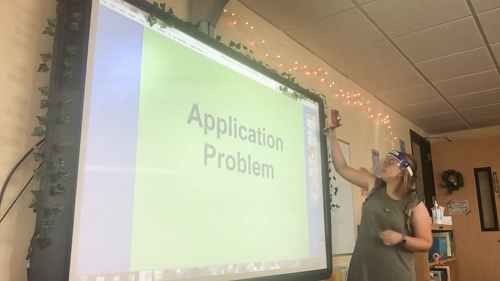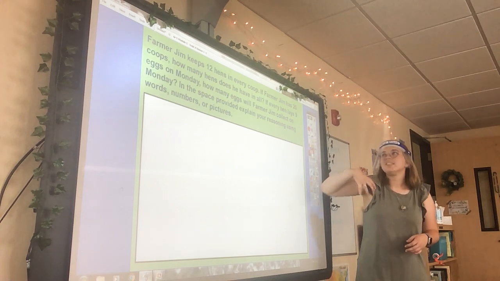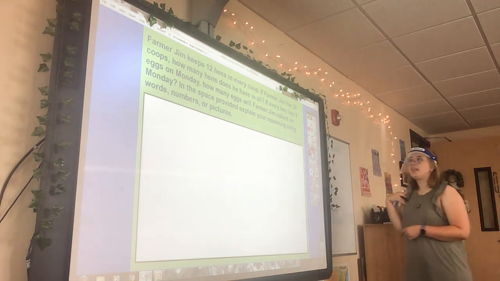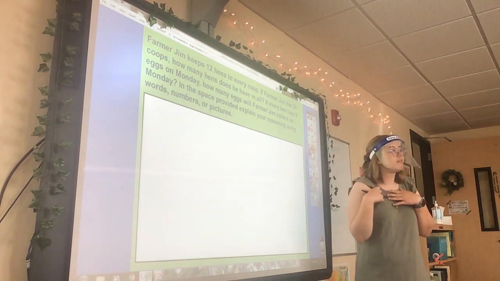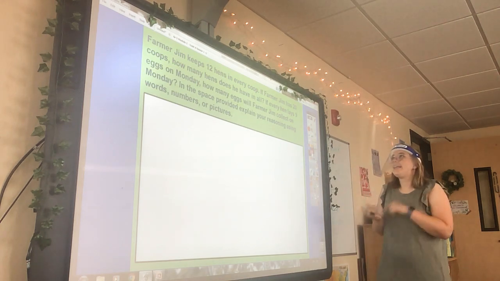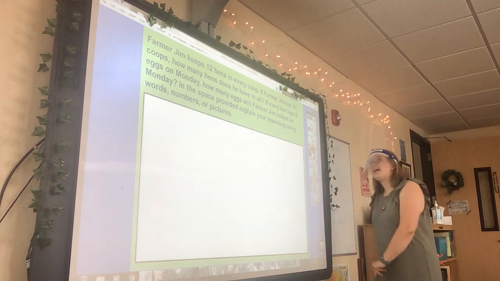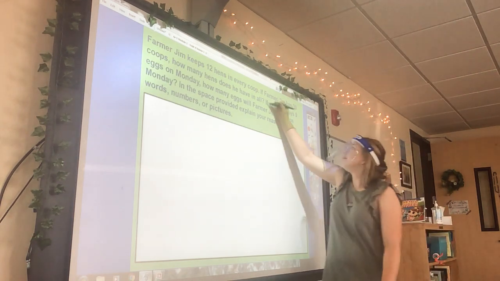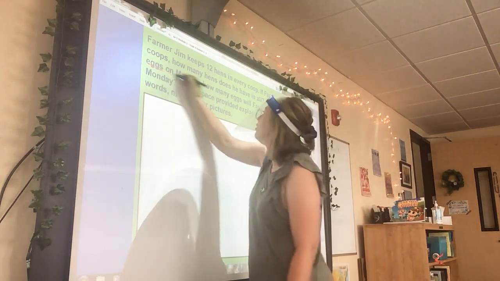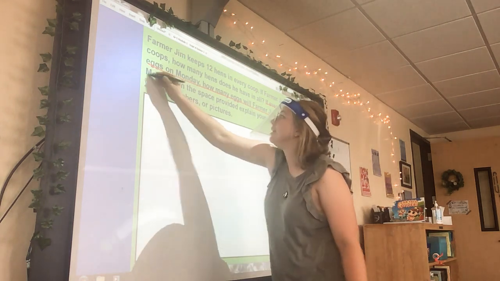So we keep going. We're going to do this really quick. It says Farmer Jim keeps 12 hens in every coop. How many hens in each coop? 12. Each coop has 12. If Farmer Jim has 20 coops, how many hens does he have in all? We're going to pause on this question right now. Just answer the first one.